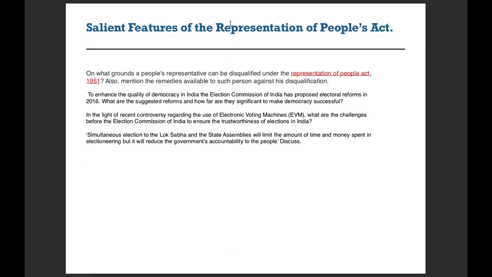Then this is about the Representation of the People Acts, the functioning of elections, and on what basis one can be disqualified from becoming a member. What steps the Election Commission is taking, what electoral reforms there are, what the EVM issues are, what the challenges before the Election Commission are, and why we cannot hold simultaneous elections for the Lok Sabha and state assemblies. These kinds of questions are being asked.